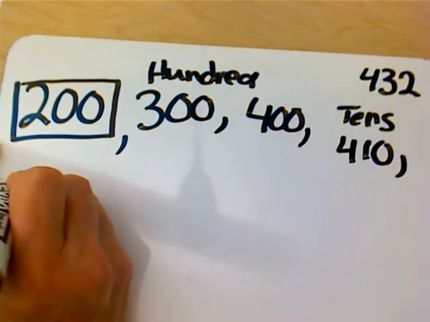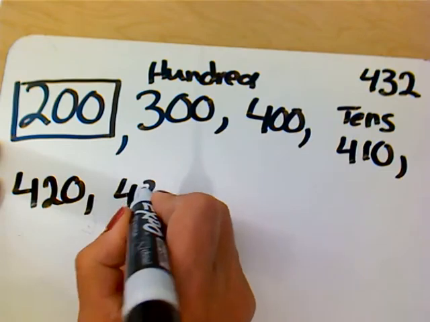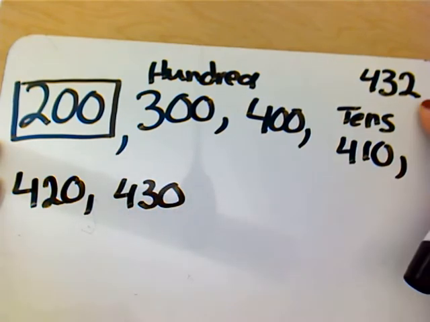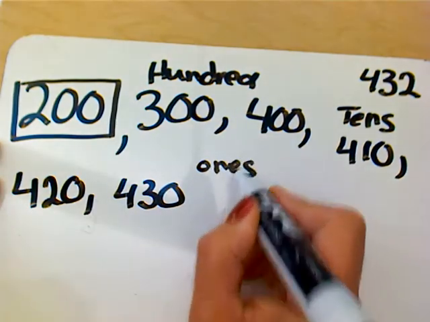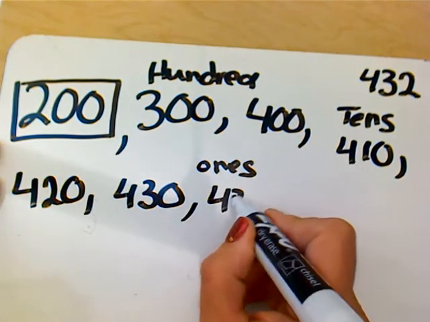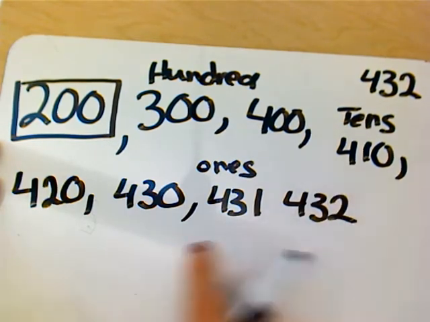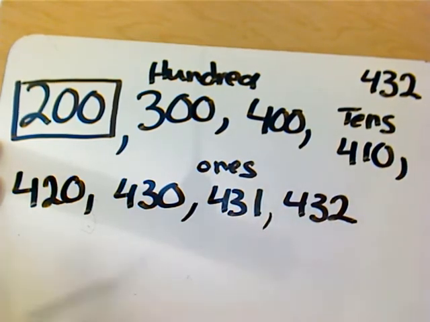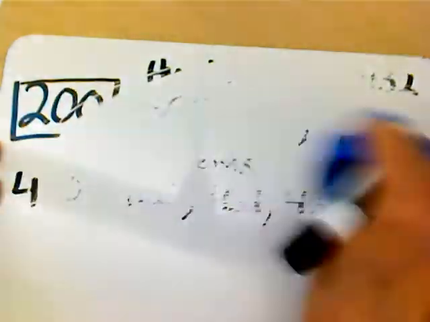410, 420, 430. Oh my gosh, I'm almost there. I still just need to have two more, but I think I'm going to have to trade two ones. So 431 and 432. I'm changing now to ones. So I started with 100s, moved to tens, and then I did ones. If you got there the same way I did, you are one heck of a math brain, in my opinion.